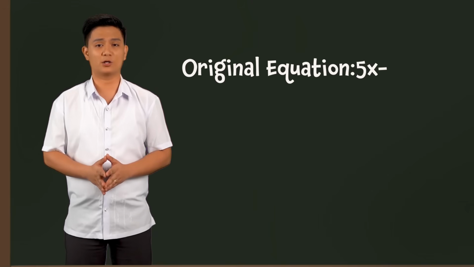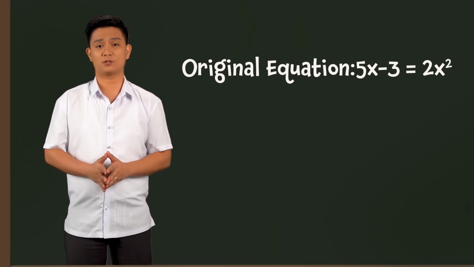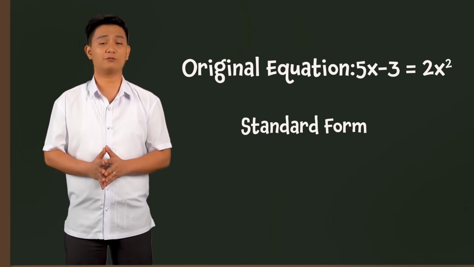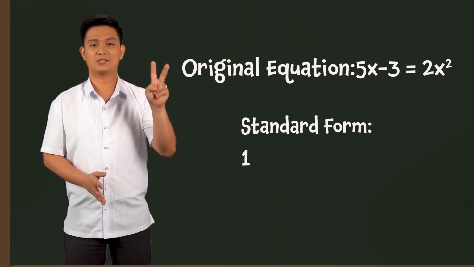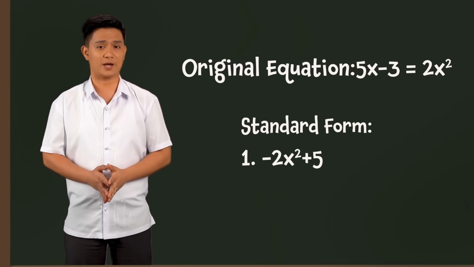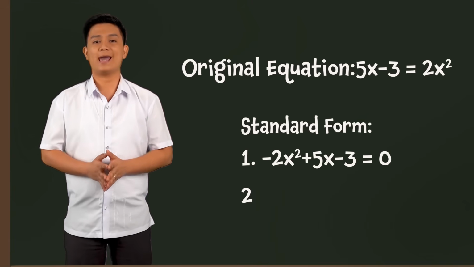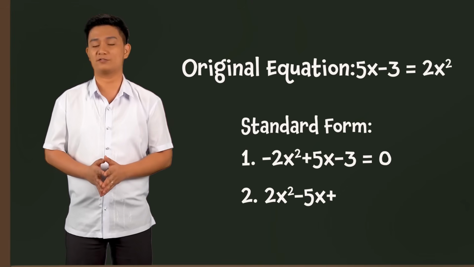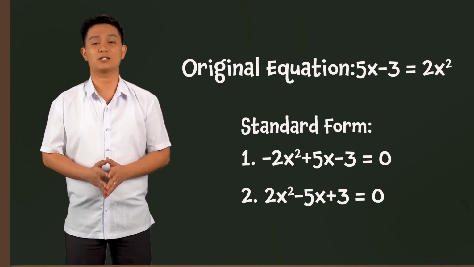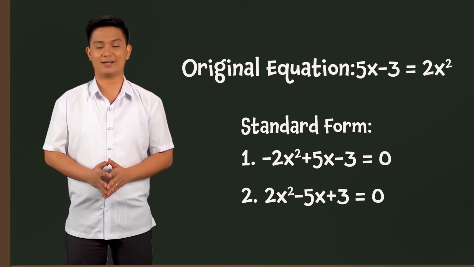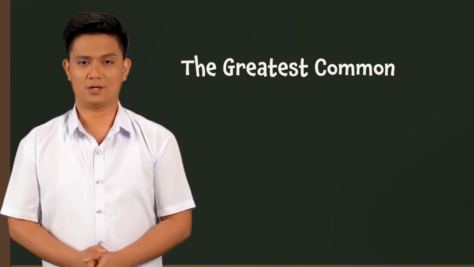So, the equation 5x minus 3 equals 2x squared can be written in standard form in two ways. First is negative 2x squared plus 5x minus 3 equals 0, and the second is 2x squared minus 5x plus 3 equals 0. They are considered equivalent quadratic equations.